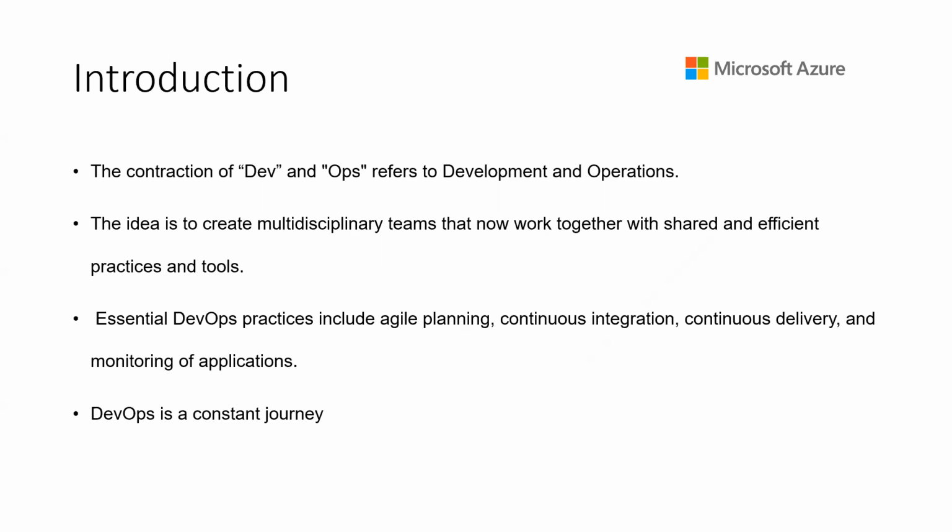So what are the essential DevOps practices? It includes agile planning, which is the most important thing, and continuous integration and continuous delivery, in short, we call it CI/CD. Then the pipelines and all those things come, and also the monitoring of the applications plays an important role, application insights and all. So DevOps is a constant journey. We need to follow each and every aspect in order to automate our things.